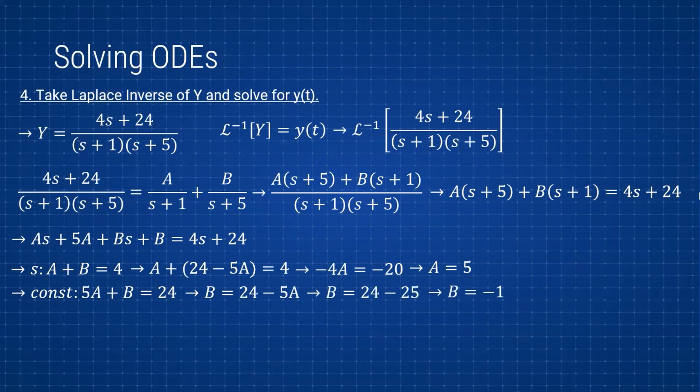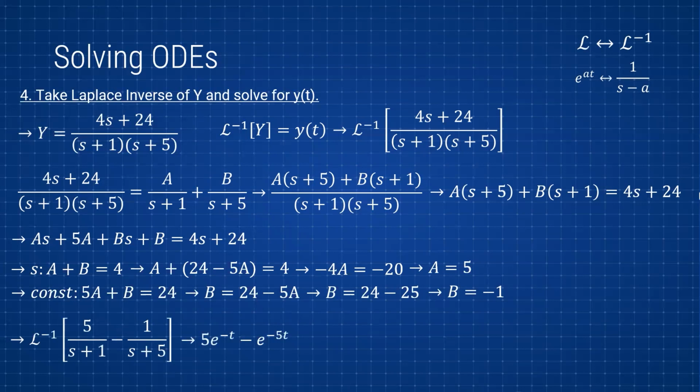-1. So substituting A and B into what I initially wrote for the PFD, I will get 5 over (s + 1) minus 1 over (s + 5). Take the Laplace inverse, and you can see we have that definition where e to the at is the Laplace inverse of 1 over (s minus a). Doing that, we get 5e to the negative t minus e to the negative 5t.